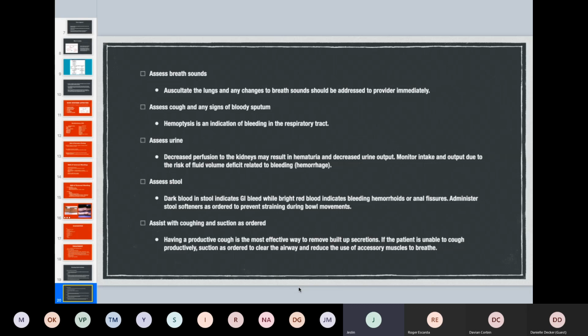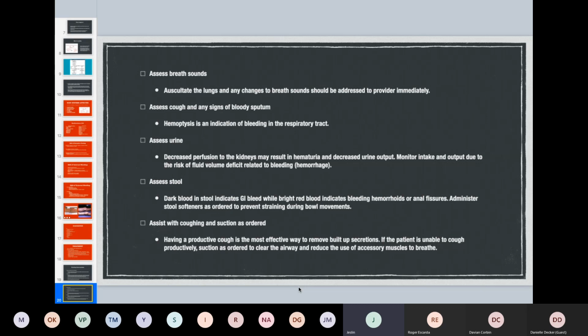You would assess stool, and like Danielle said, dark blood in the stool indicates GI bleed, whereas bright red blood indicates bleeding hemorrhoids or anal fissures. You would administer stool softeners as ordered. This prevents straining during bowel movements, and it prevents even more bleeding.